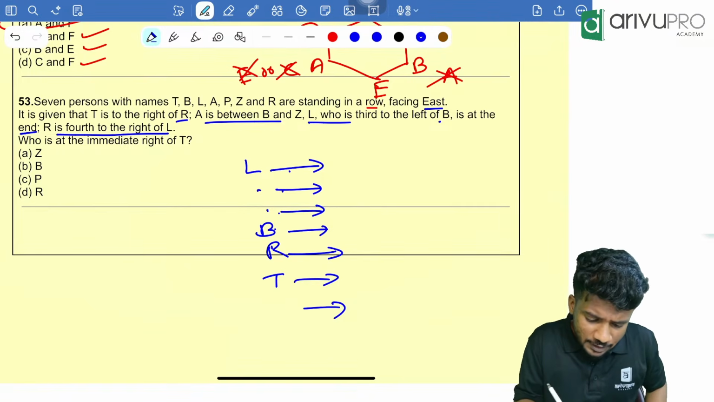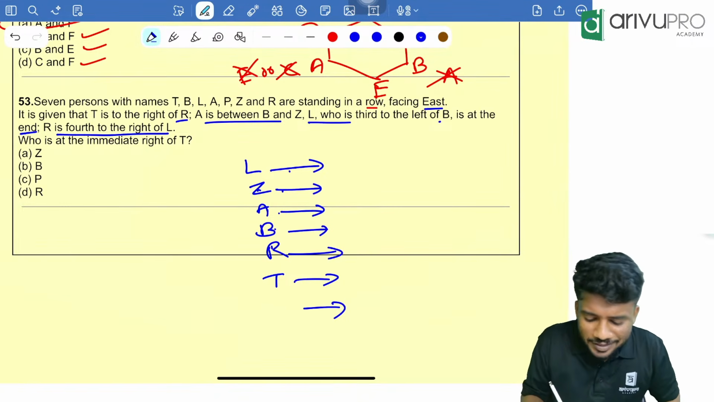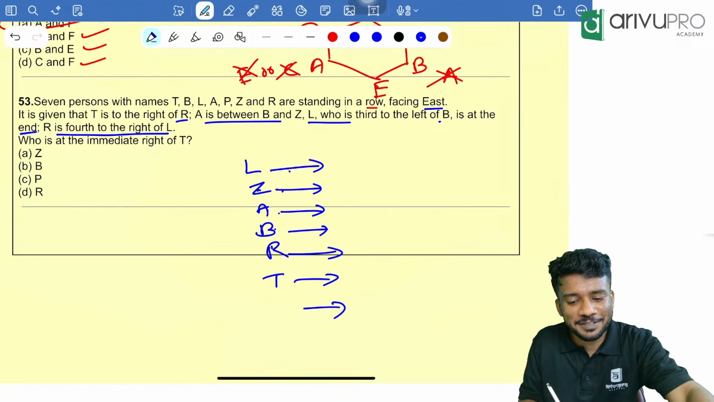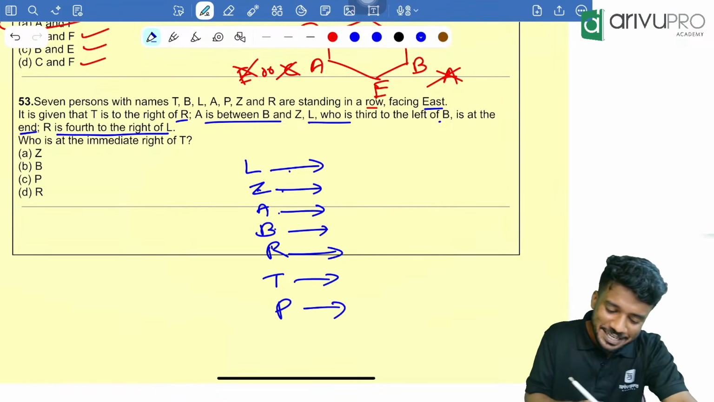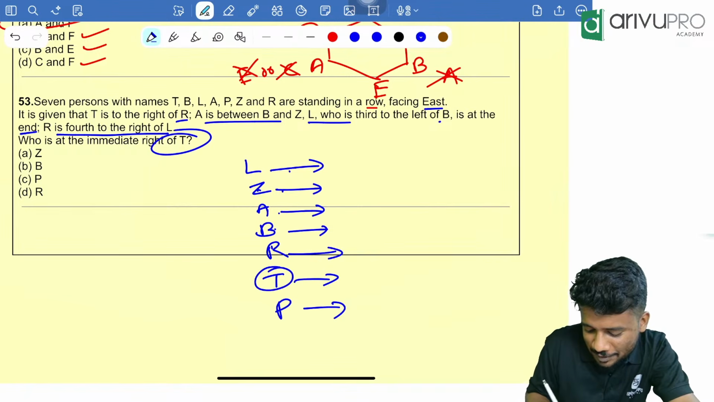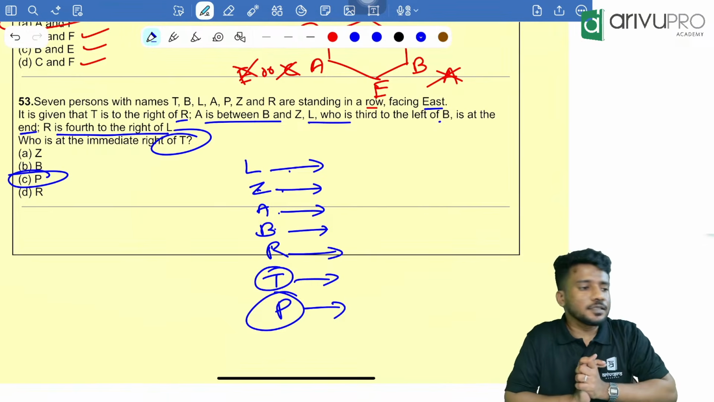Then what else we know? Then A is between B and Z. Then who is the remaining person at the end? Who is remaining? The last question, everything is done. P is the remaining person. Now the question, who is immediate right of T? Answer is what? P. Option C is your answer.